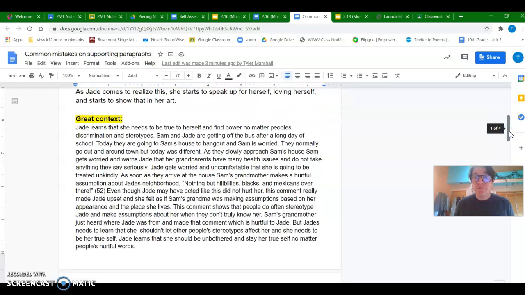Okay, another wonderful example. You want your context of each paragraph to be specific to the evidence that you chose, because you're really trying to draw the reader in and set them up to understand the point that you're making. So this person has a great topic sentence. Jade needs to be true to herself. And then as they are leading up to the quote, their context is really specific. So they describe the 2 friends getting off the bus. They're going to Sam's house for the first time. And they really set up some of the tension that Sam is feeling. And then boom, the quote about what Sam's grandmother says and how it impacts Jade. So what I love about this is that it's not just saying, in general, Jade is a poor Black girl living in Portland. It's giving specific context. So that's something else that you really want to practice and might be a common error.